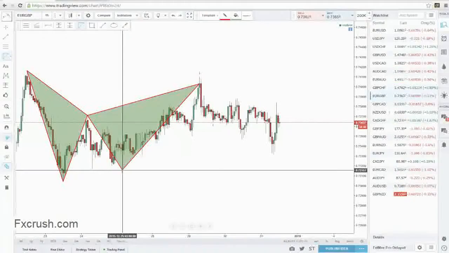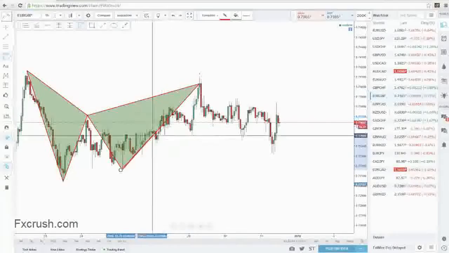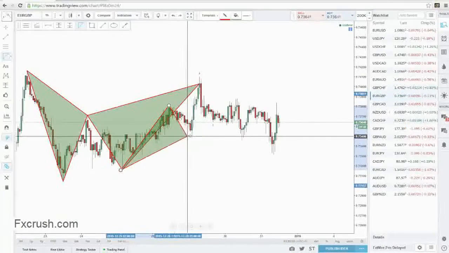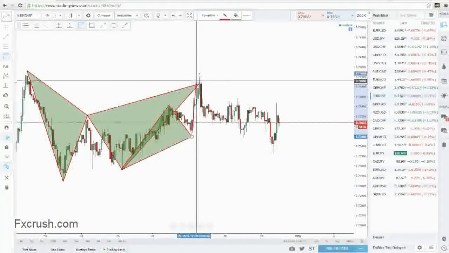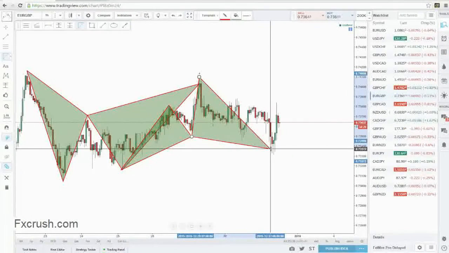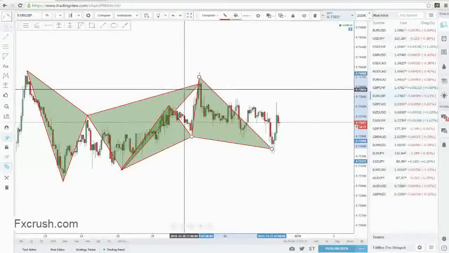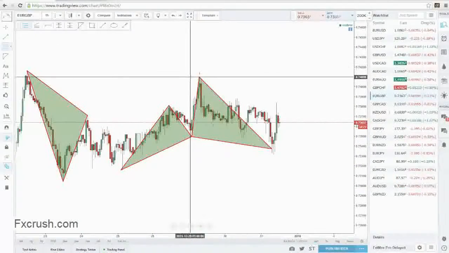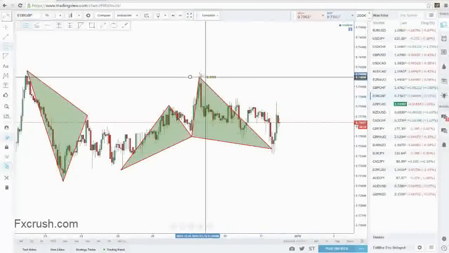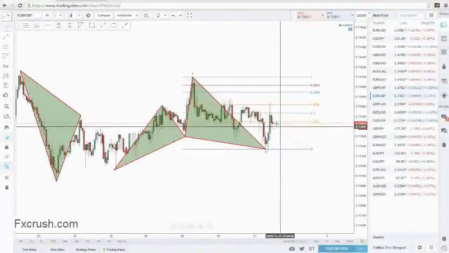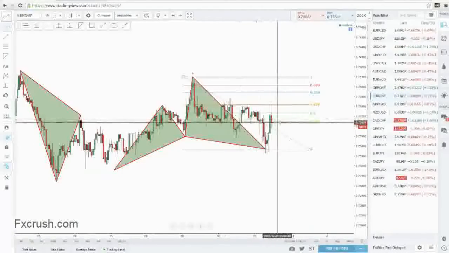It comes from the C point of our bat pattern, X right here, up to A to B, B to C, and a CD completion right down in there. Earlier this morning, that hit, and as you can see, if I pull a retracement from C all the way down to D, it came up quite easily and hit targets at the 382 retracement.